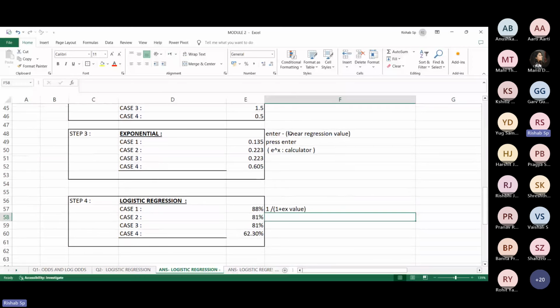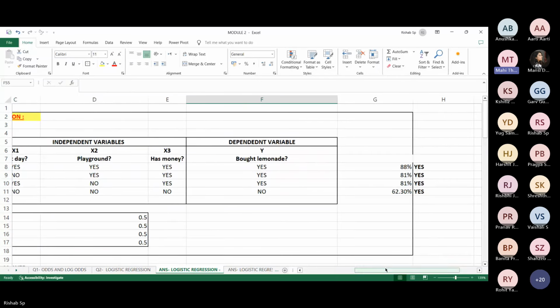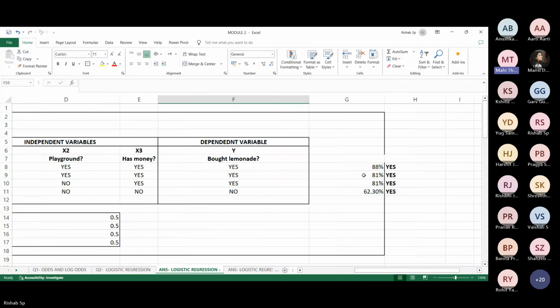So first thing, enter the negative linear regression value, press enter, then you find e raised to x. Then you will do 1 divided by, within brackets, 1 plus that value. Fine, right? Yeah, that's fine. I was asking about right here where you wrote 4 times. Yes. So how did you manage to conclude that yes, it will happen?